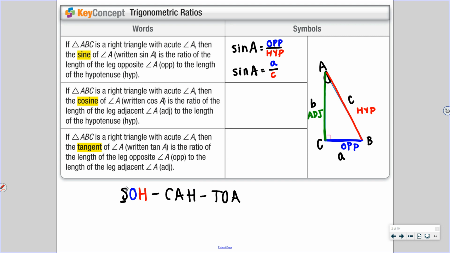Okay. Our next friend is cosine. Cosine we abbreviate as COS. We're still going to use angle A. So every time you write a trig function, you have to have an angle after it, and make sure you use capital letters, unless otherwise noted.